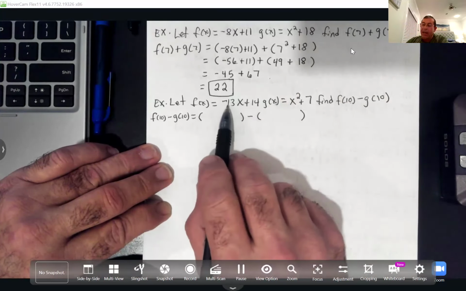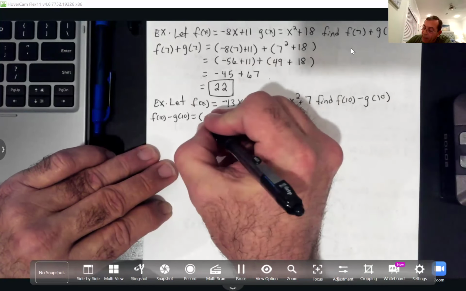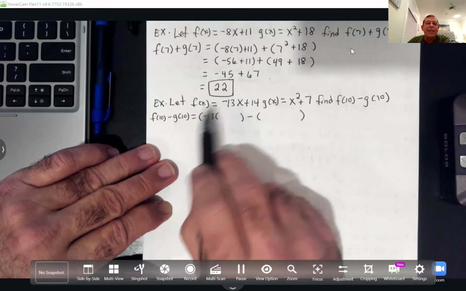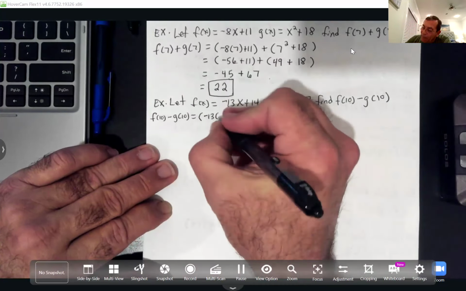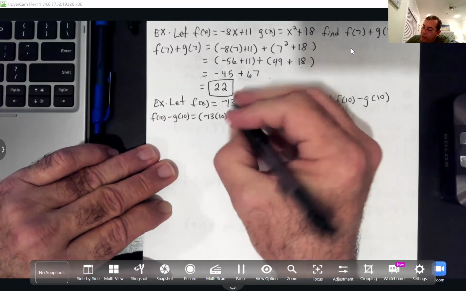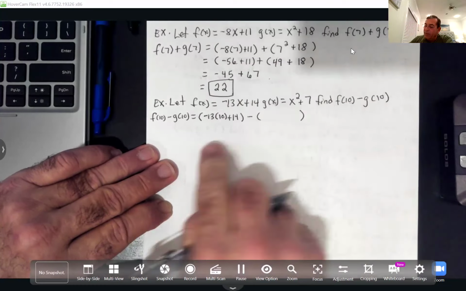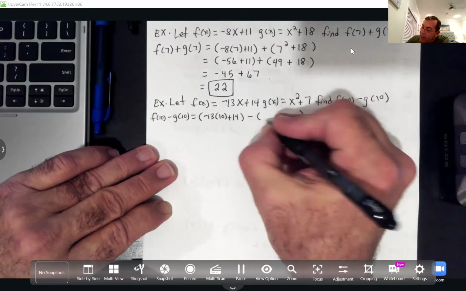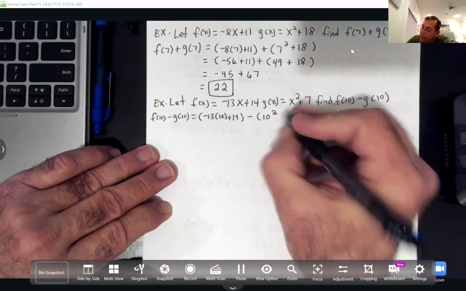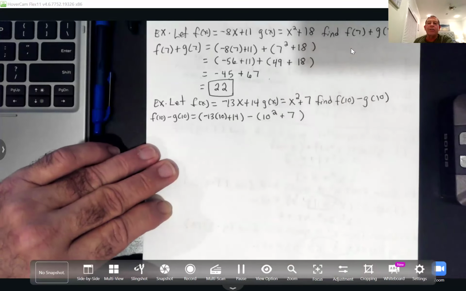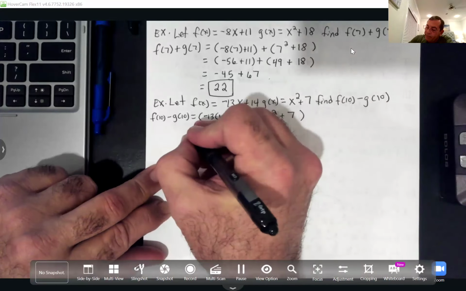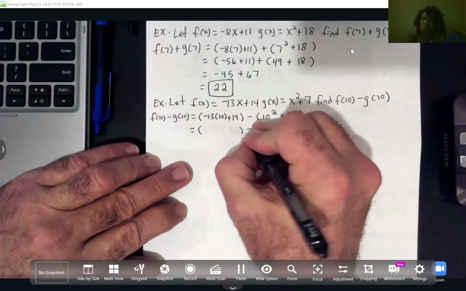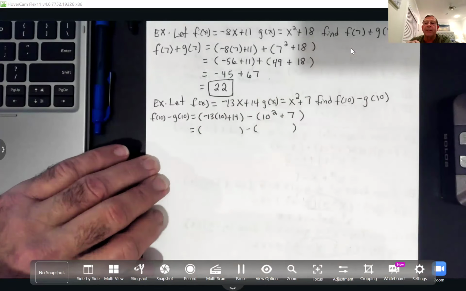Okay, so here we go. My F is -13. But remember, they gave me a number to put in for the X, and they want me to put a 10 in. And then I got plus 14. So there's my F of 10. So now my G of 10 will be x squared, so that'll be 10 squared plus 7. And y'all, once again, I'm going to work my order of operations inside each parentheses.